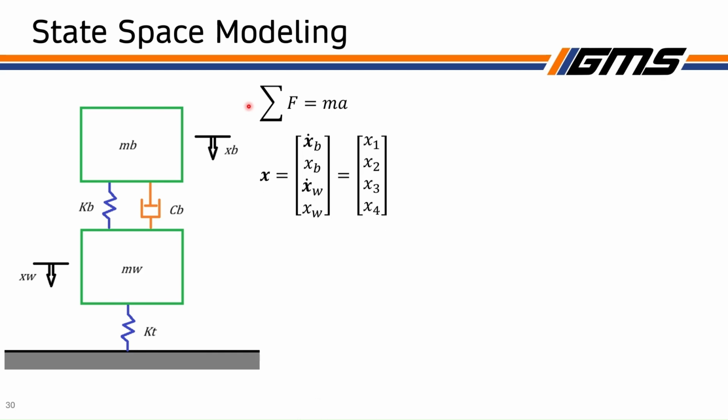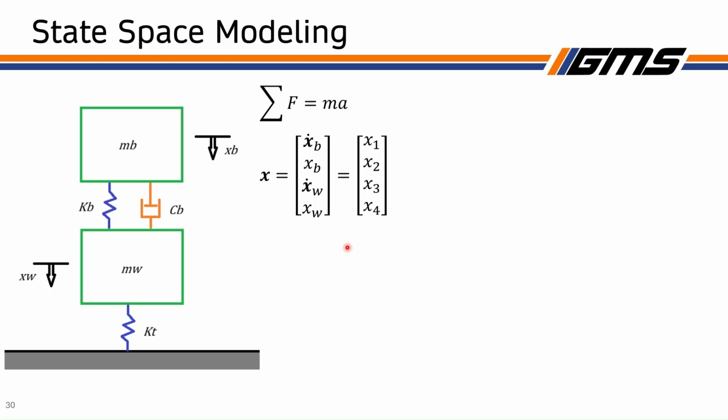And we can write an x vector, and we can make this vector anything we want. But for state space modeling, we are going to make this vector the velocity of the body, the position of the body, the velocity of the wheel, and the position of the wheel. But in order to make our analysis easier, we would like to not have any derivatives in here. So we decide to call the velocity of the body x1 and the position of the body x2, and we do x3 and x4 for the wheel, just so that we're not dealing with derivatives. All right, we're allowed to do this.